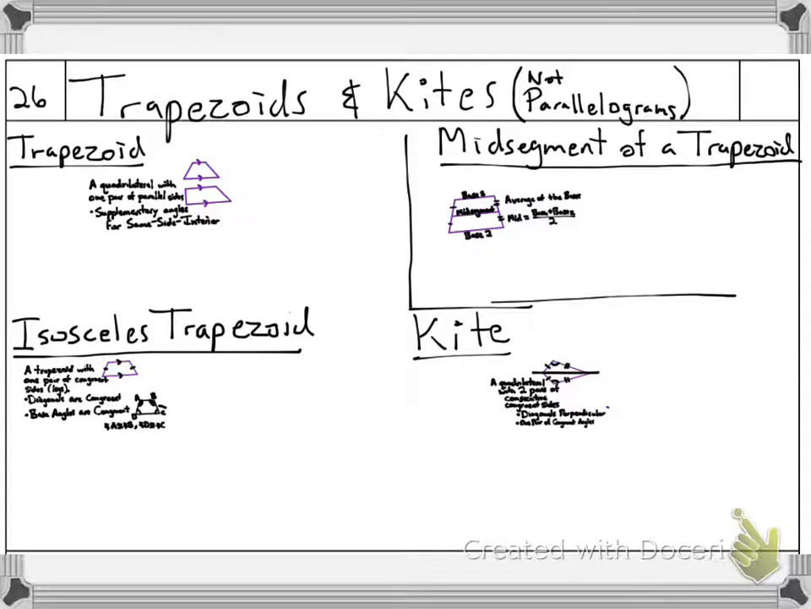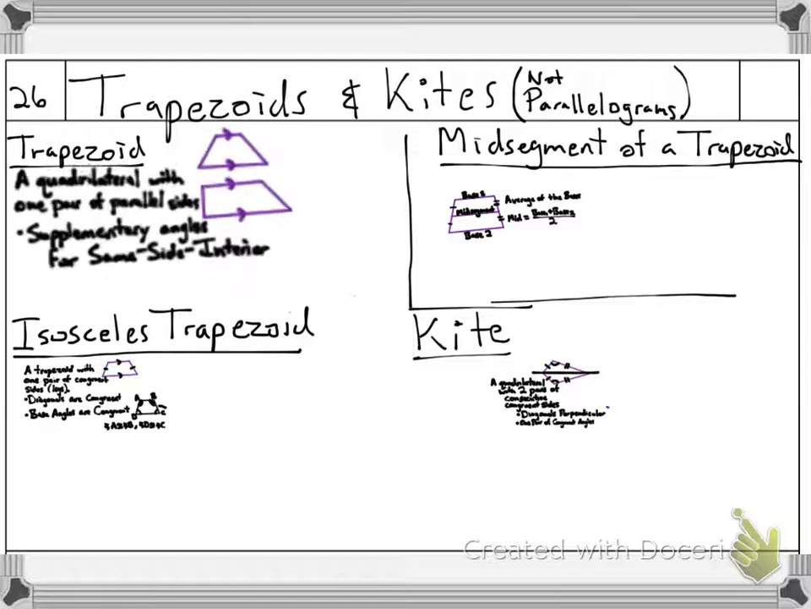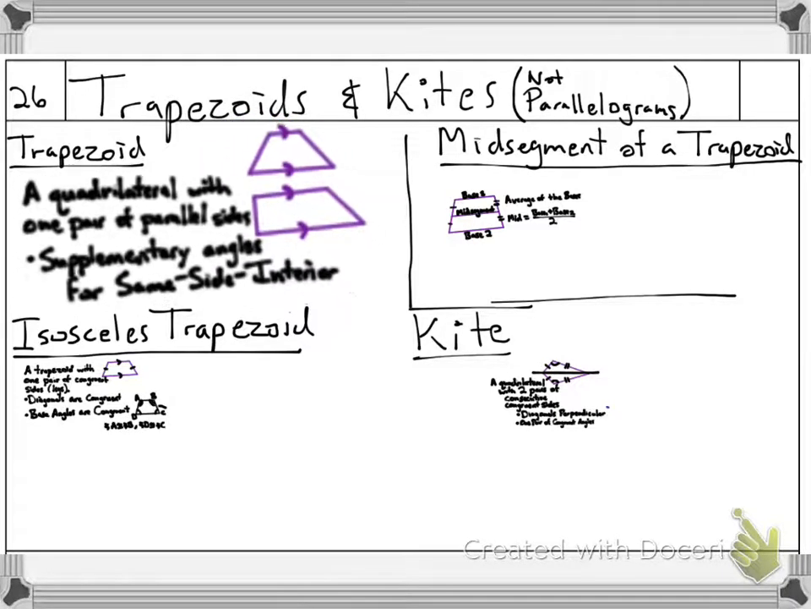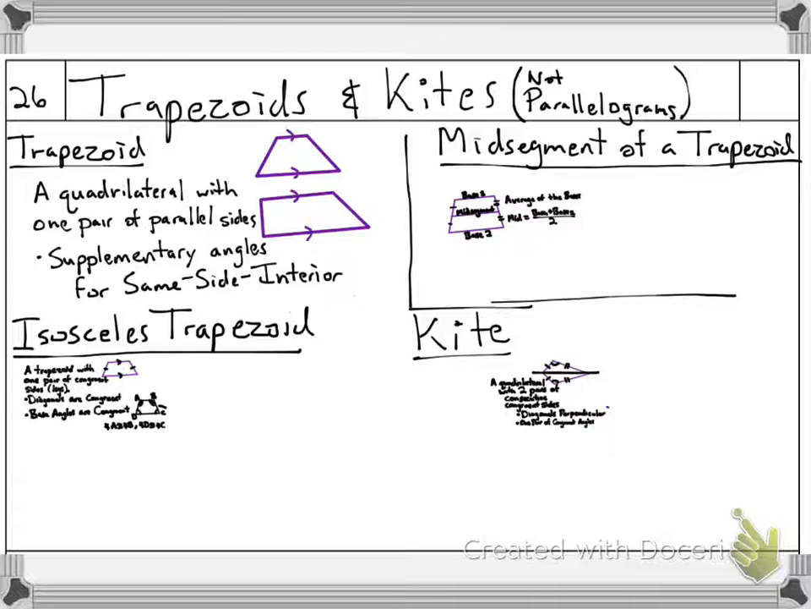Now we get to trapezoids and kites, which are going to be our non-parallelograms we look at in our quadrilaterals unit. So let's start with the trapezoid. A trapezoid, by definition, is going to be a quadrilateral with one pair of parallel sides. A parallelogram would have two pairs of parallel sides. This one only has one. So it has that parallel part, but not both parts. It's close, kind of half of a parallelogram.